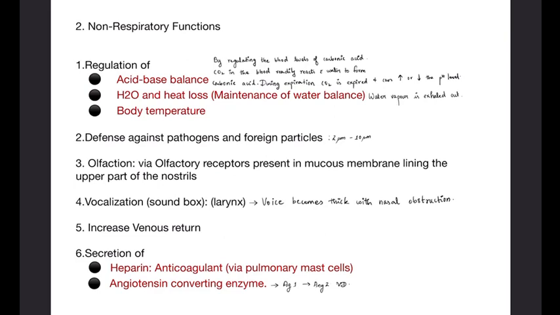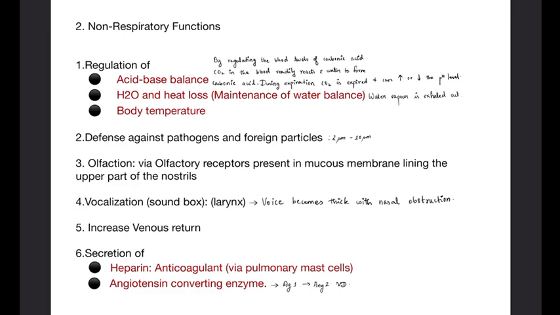Next, secretion of heparin and angiotensin converting enzyme. Heparin is secreted via pulmonary mast cells. These mast cells secrete heparin, which acts as an anticoagulant. And then there is angiotensin converting enzyme, which is also secreted by the respiratory system, and which causes conversion of angiotensin 1 to angiotensin 2, which causes vasoconstriction. Okay, this is all for the non-respiratory functions.